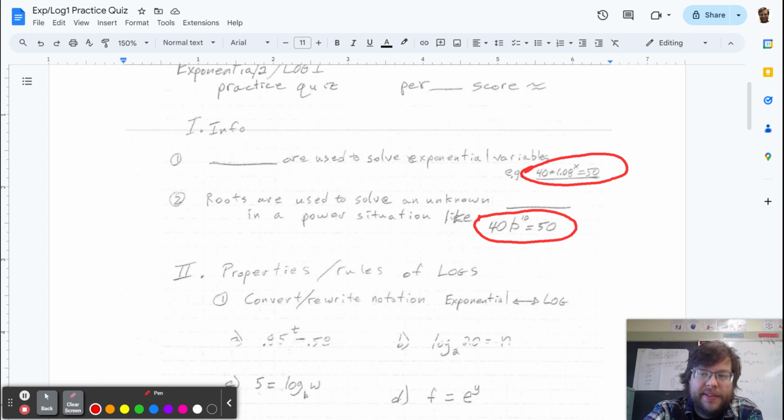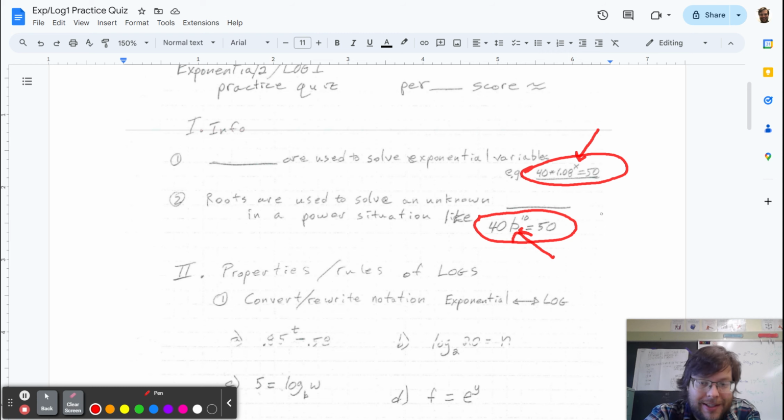The question that you have to ask yourself is, how can I figure out what the variable is when it's an exponent versus how can I figure out what the variable is when it's a base? Okay. And this one down here on the bottom is more familiar. You've been solving that sort of stuff for a while. Things like x squared equals this or x cubed equals this. This is a situation that you already knew how to solve before you ever heard the word logarithm.